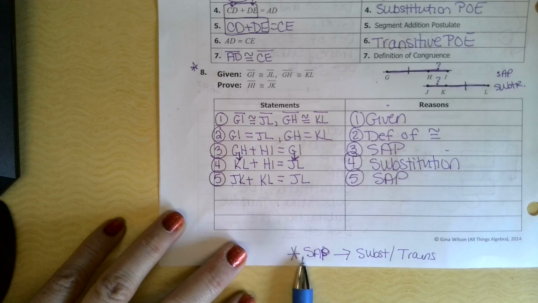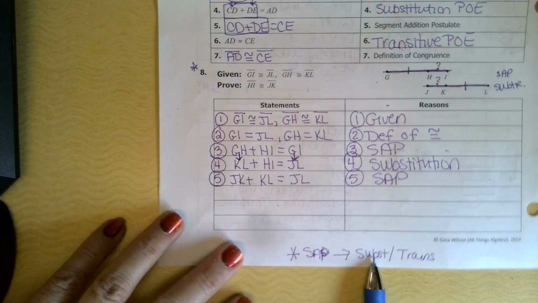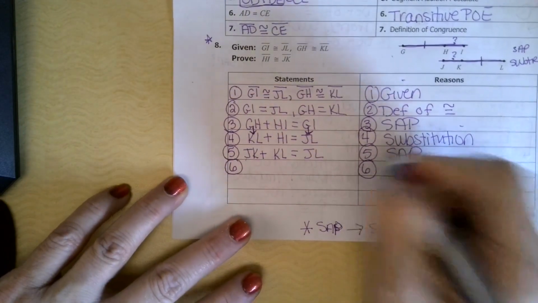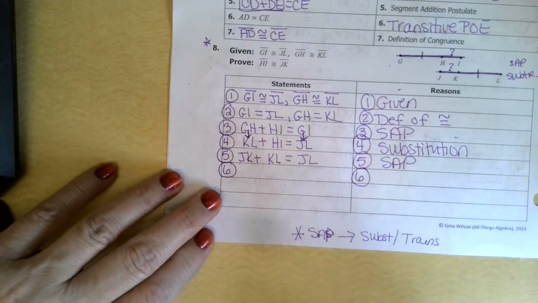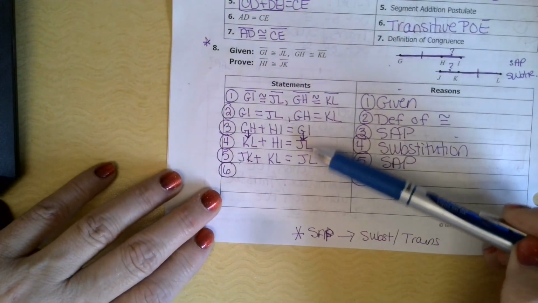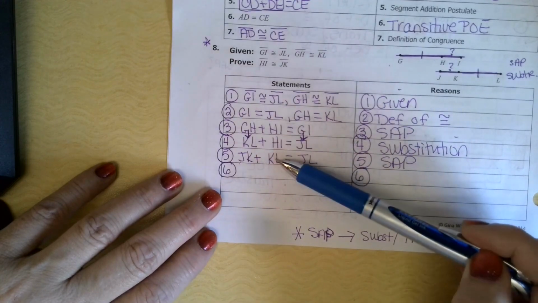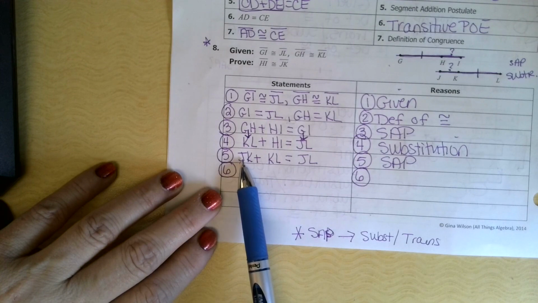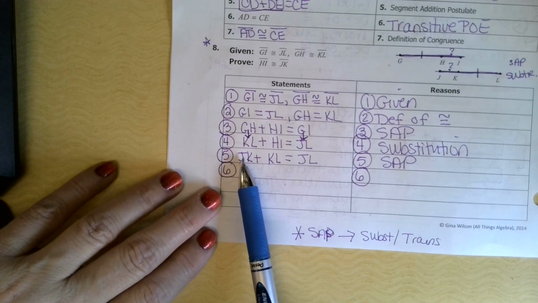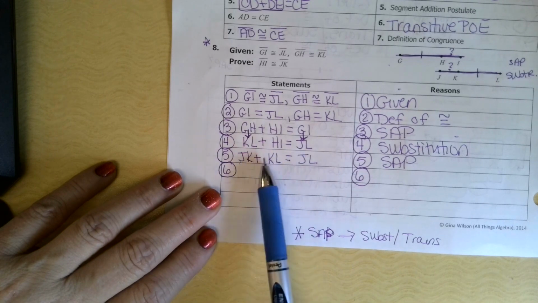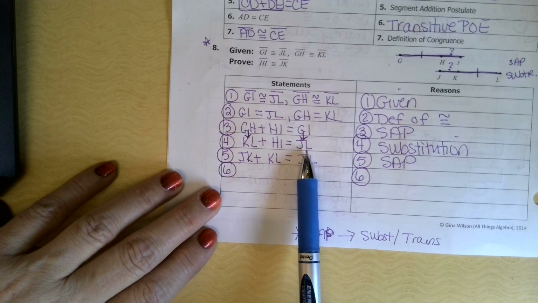Most of the time after segment addition postulate, we're going to have another substitution or transitive property. So let's see if we can figure out what's going on with this. All right, I've got the JL here, which kind of makes this nice. I've got the KLs, which are the same in here. I need to see if I can replace this with anything. Can I? Doesn't look like it, but let's see. What are we doing? JL. Oh, I think I know what we're going to do.